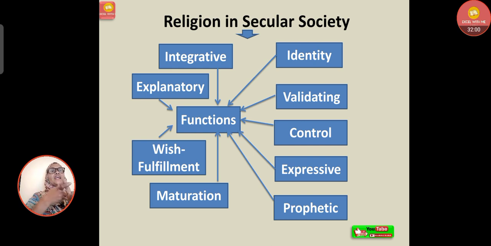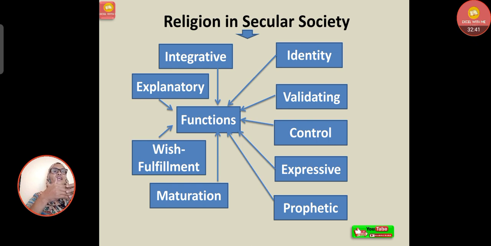Then integrative function, that is provides support against uncertainty and consolation against failure and frustration. Thirdly, identity function, that is provides a basis of maintenance of transcendental relationship for security and identity. Then validating function provides moral justification and powerful sanctions to all basic institutions. Then control function holds in check divergent forms of deviance. Then expressive function provides for satisfaction of painful drives.